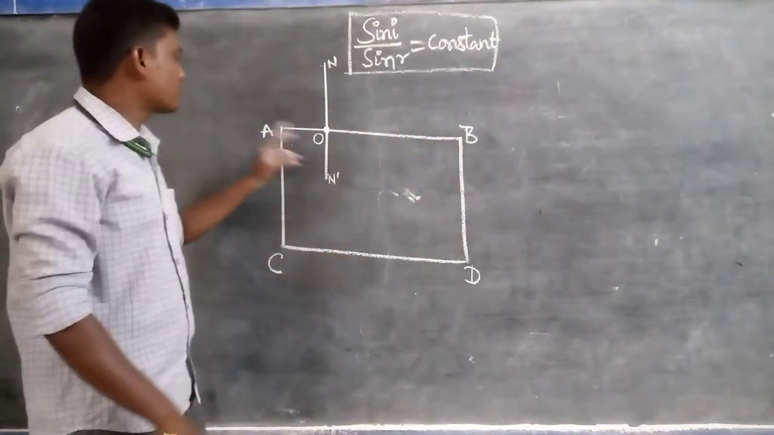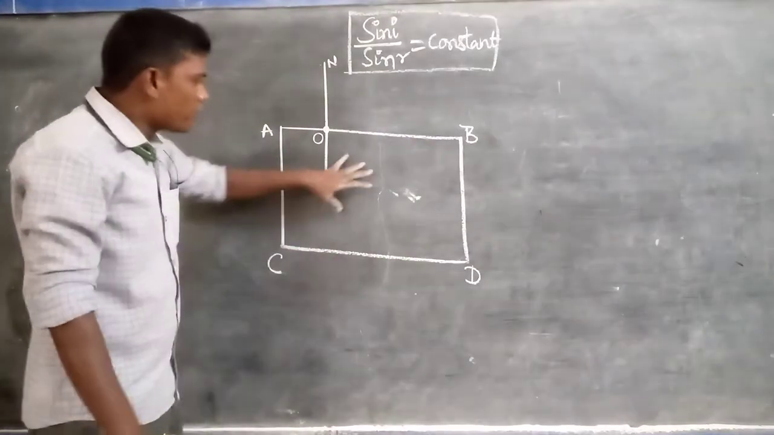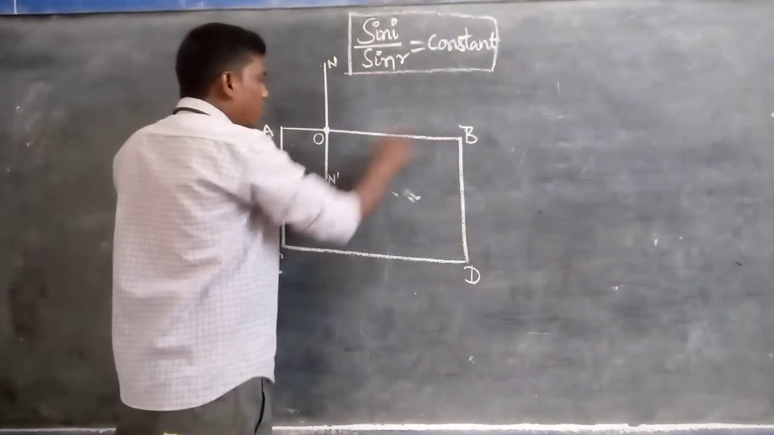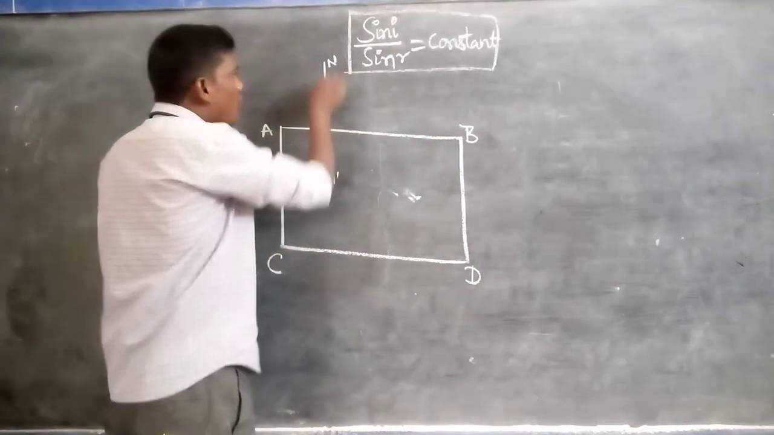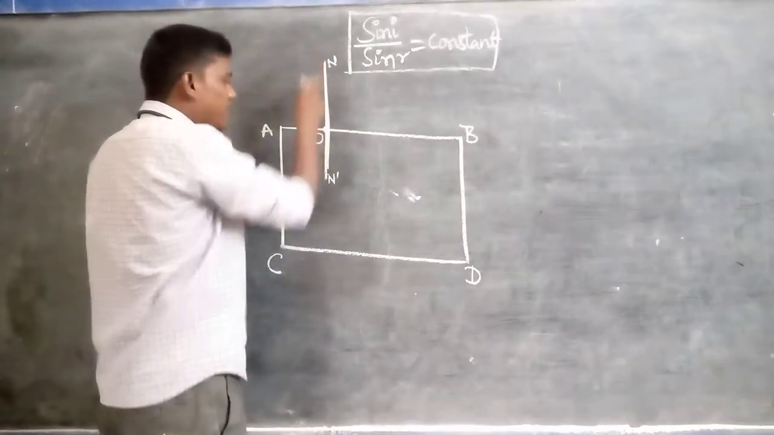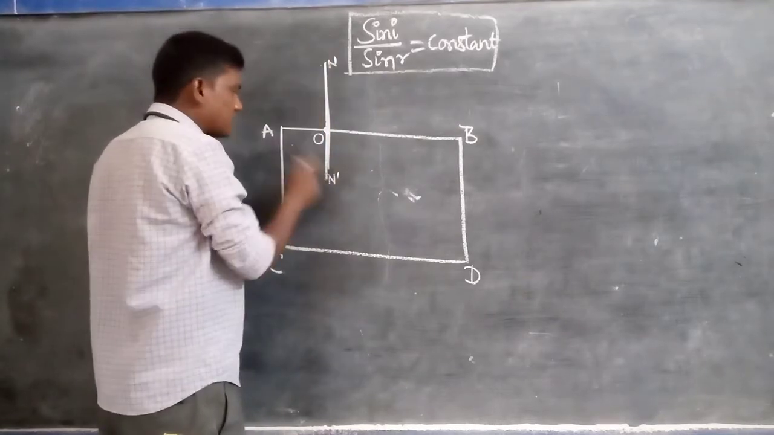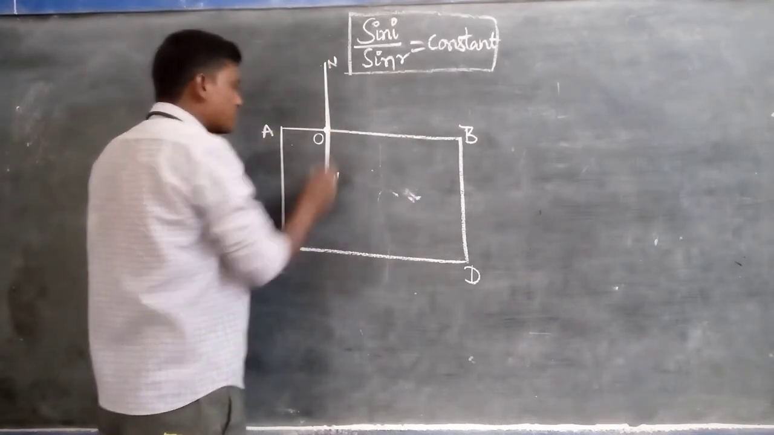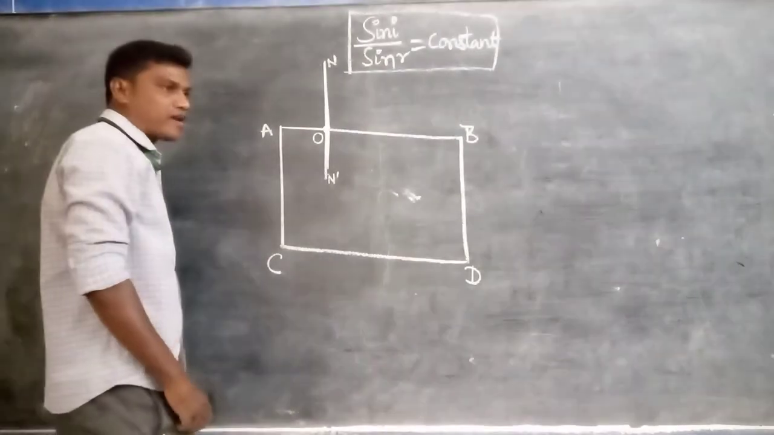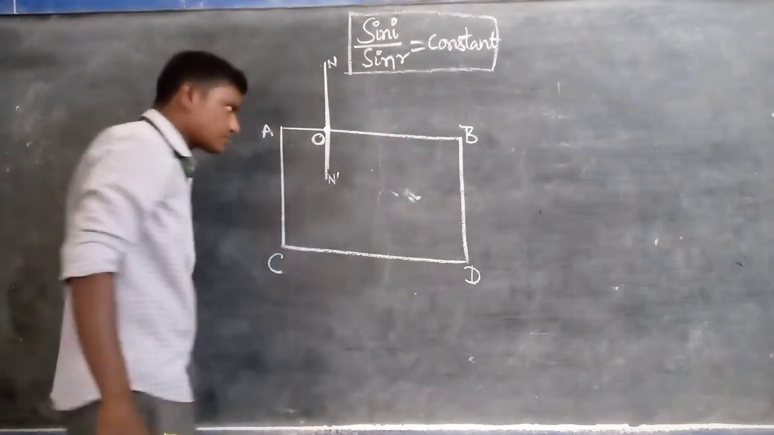The vertices of the slab we can see as A, B, C, D like this one. Now we remove the glass slab, and for the AB horizontal surface of the glass slab we draw a normal N dash. N dash is the normal for the AB surface, where N dash meets the AB surface at a point we call O.